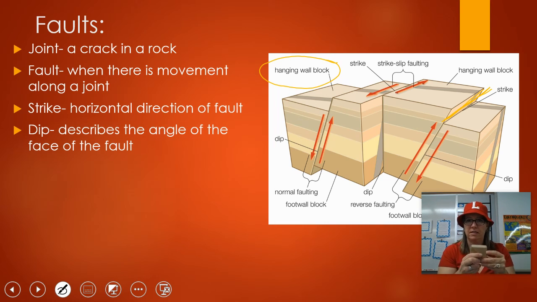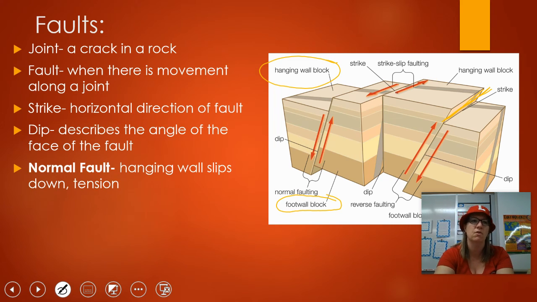It's kind of hard to explain this. We've got two other vocab words here. We've got the hanging wall and the foot wall, okay? The hanging wall is the part of the dip that's above the crack, okay? And so this would be the hanging wall. Below the crack would be the foot wall, okay? And I can turn it this way, and then this becomes the hanging wall, and this is the foot wall, okay? And those are going to be important to understand when we talk about our three main types of faults.